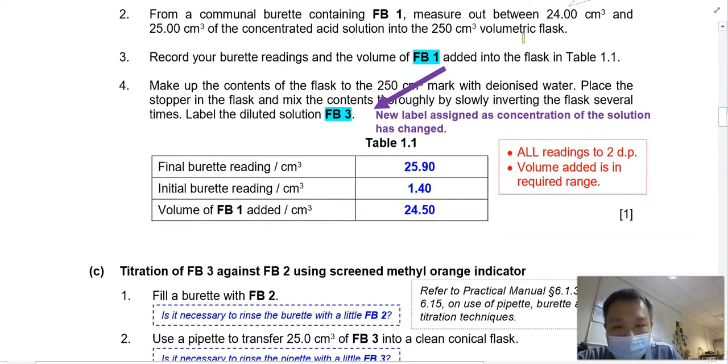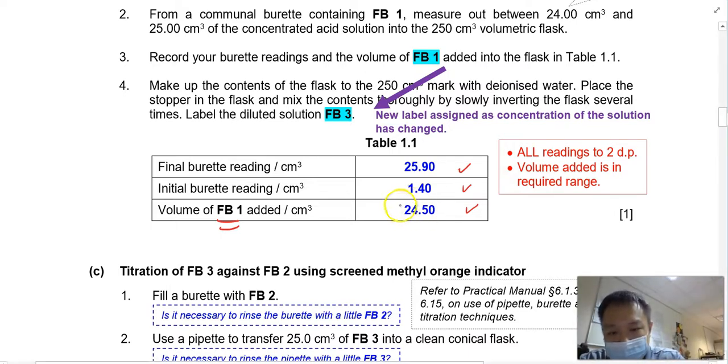your communal burettes, alright? So for those in 413, many of you missed having your data for 413, 303, 413 and 303 similarly, or you forgot to record your data for table 1.1. As a result, your entire experiment becomes void because you do not know how much FB1 was used to prepare FB3. Alright, so why do we label it as FB3? Because FB3 is a diluted solution.